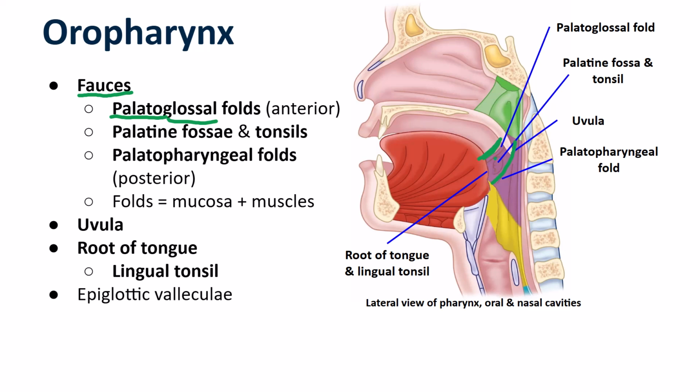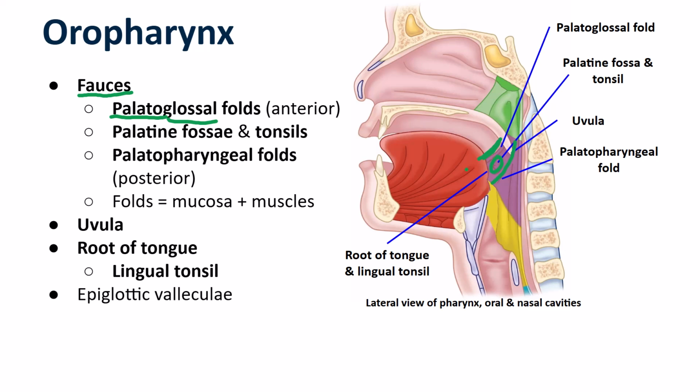So contained within this space of the fauces, we have a tiny indentation, and that's called the palatine fossa, or fossae on either side. And contained within there is more lymphoid acapsular tissue called the palatine tonsils. Whenever people talk about tonsils, these are the tonsils. But it's not the only lymphoid tissue in this area.